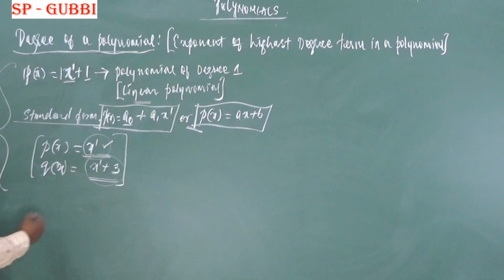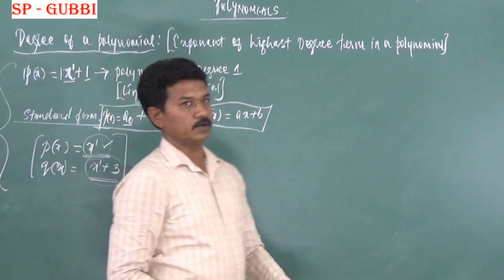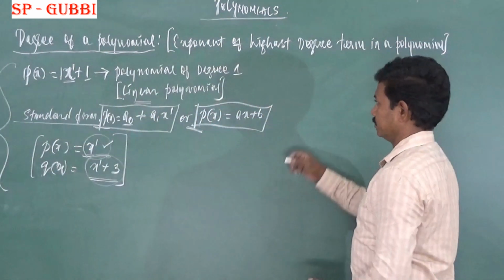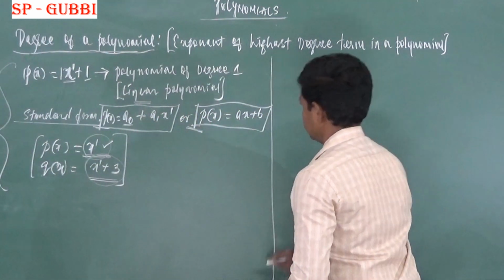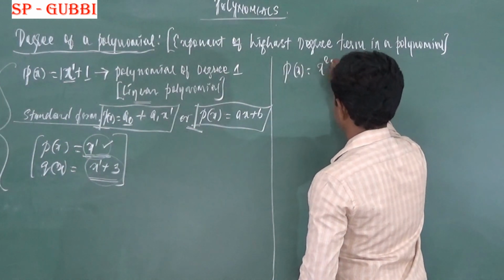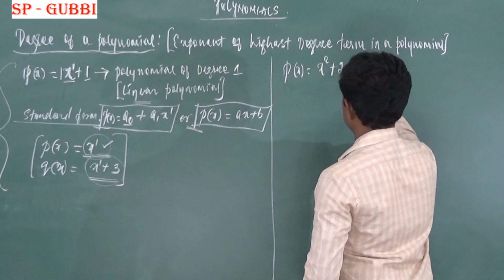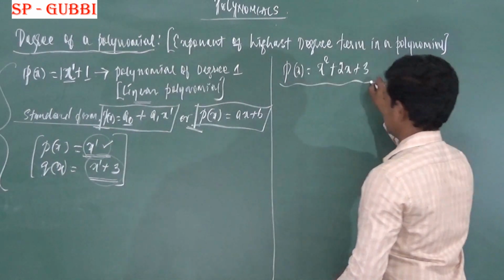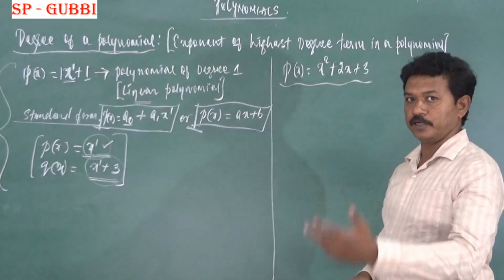So let us go with a quadratic polynomial. Let us go with some examples here. Let us consider another polynomial. P of x is equal to x square plus 2x plus 3. So this is another polynomial.